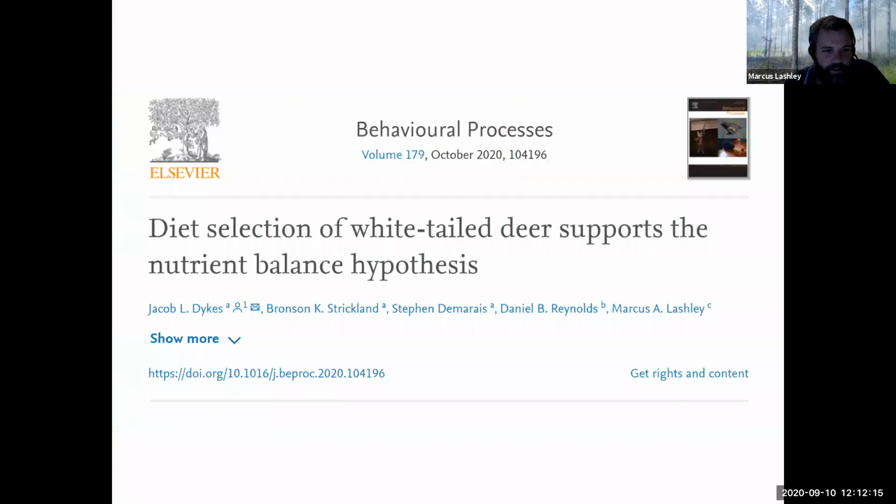Here's actually one of the manuscripts that came from that. What we found was really cool. They need to avoid nutrients that are abundant first, and then they secondarily try to maximize nutrient intake of the limiting nutrients. So think about that for a minute. Basically, that makes perfect sense biologically.